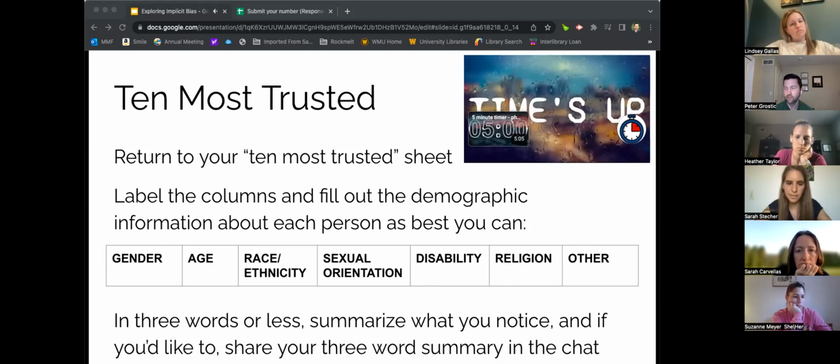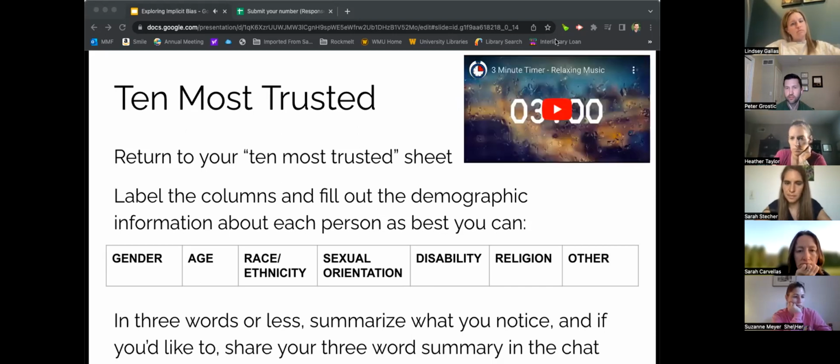Thank you so much for those of you that posted your summaries. It doesn't happen for everybody, but most participants, when they go through this activity, will find that the people they trust the most are a lot like themselves. I remember going through this activity years ago, and my 3-word summary was just like me.